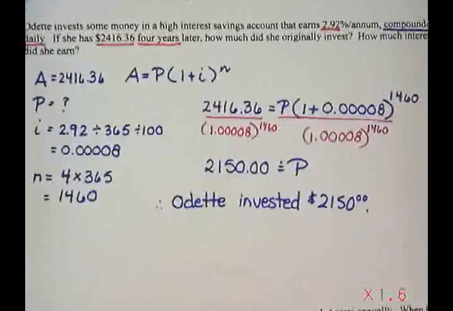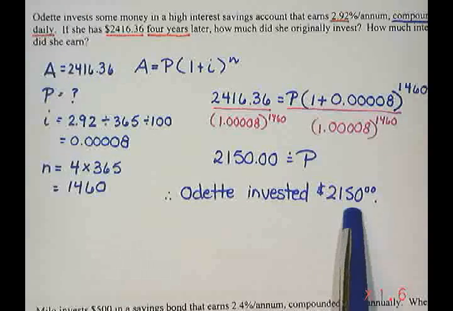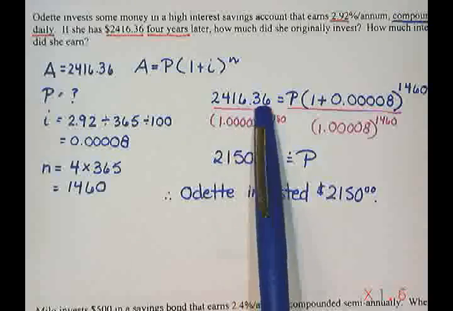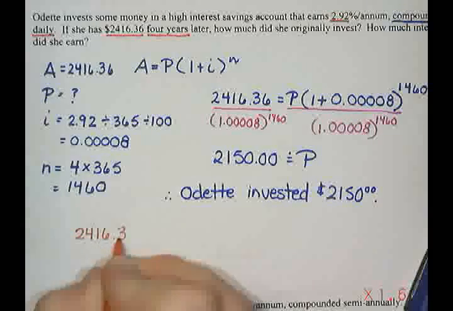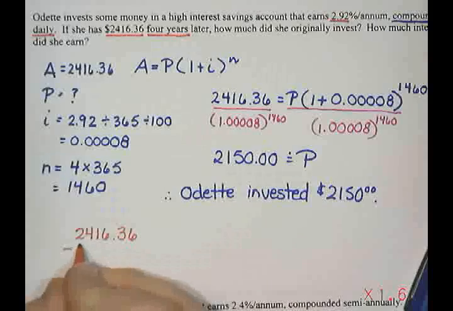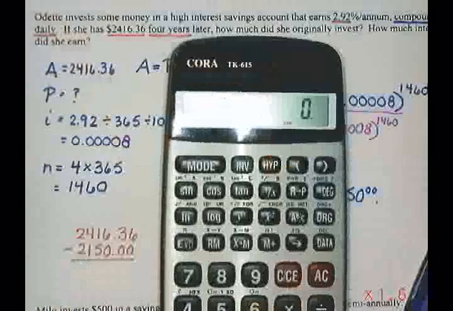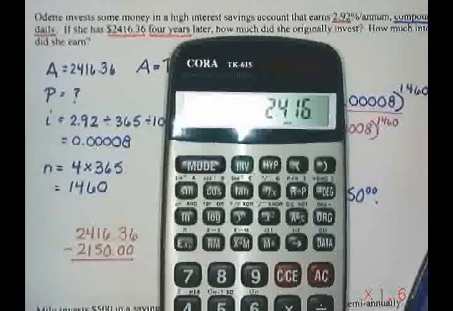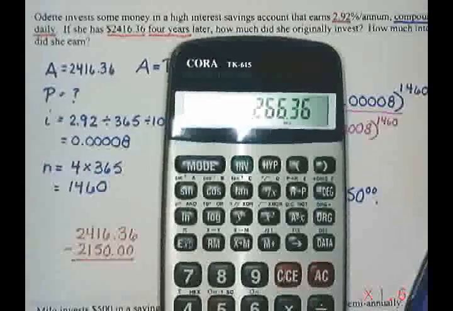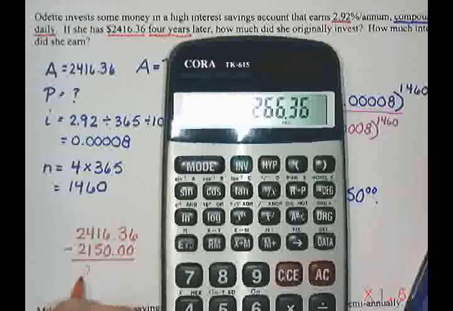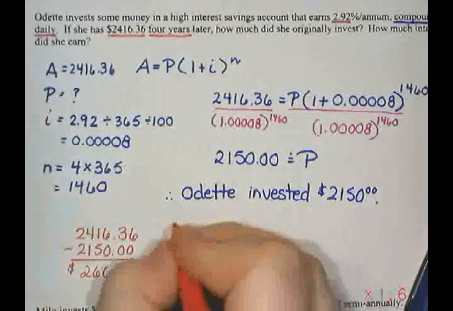Now, the second part of the question says, how much interest did she earn? So she put in $2,150, and she got out $2,416.36. So I'm going to take my $2,416.36, which was the final amount. I'm going to subtract how much money she put in out of her pocket, which is the $2,150, and I end up with 2,416.36 subtract 2,150 gives me a difference of $266.36. So she earned $266.36 in interest.